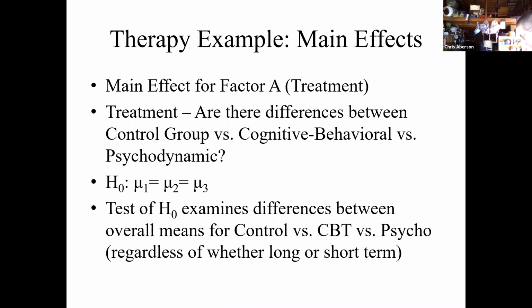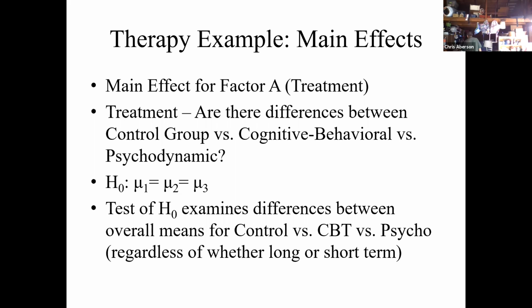All right, so let's take a look at the therapy example before we move to some data. For the therapy example, we would be testing for a main effect for factor A. That would be asking whether there were differences between the different levels, between the different types of treatment. The null hypothesis there is simply that all of those means are equal to each other, or I could have written mu A1 is equal to mu A2 is equal to mu A3. That might be a little more correct. The test of the null hypothesis here examines differences between the overall means, control versus cognitive behavioral versus psychotherapy, regardless of whether it was short-term or long-term.